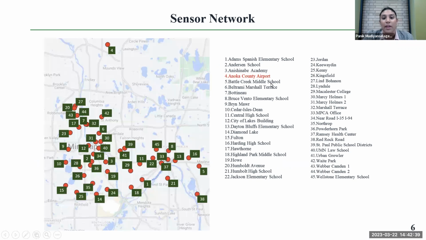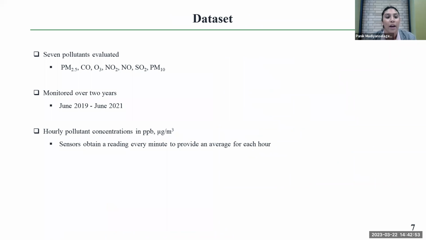Okay, so this is the network that we have. And as you can see, the site number 4 is highlighted in red because it's located outside of Minneapolis-St. Paul, so we excluded it from our study. So in our study, we have 44 sites, and we evaluate 7 pollutants: particulate matter, carbon monoxide, ozone, nitrogen dioxide, NOx really, and sulfur dioxide.